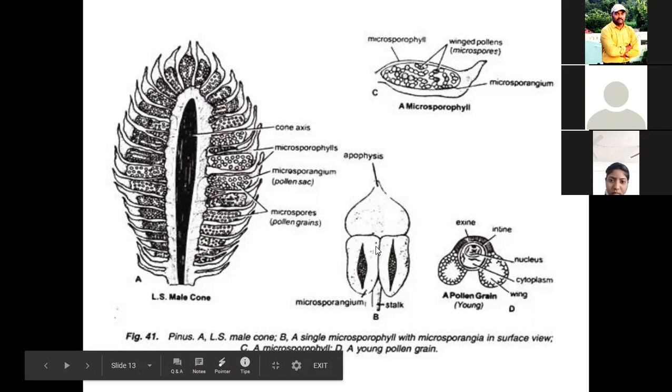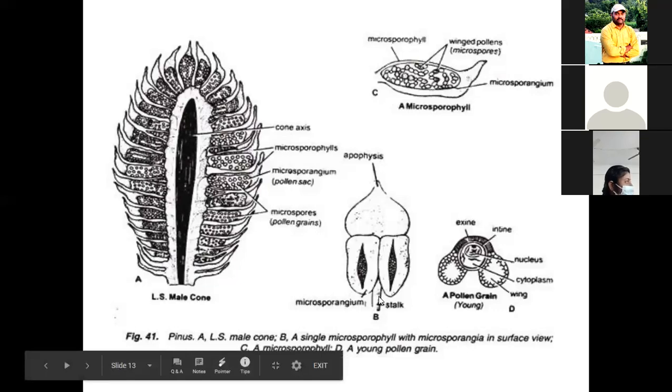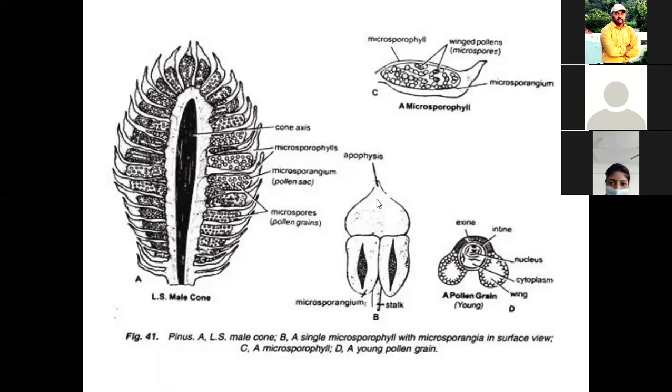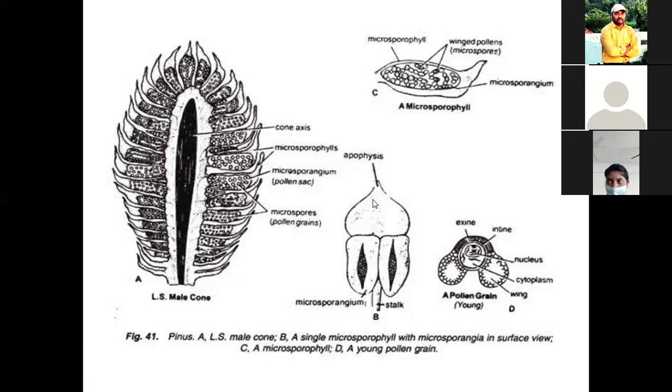On the terminal part of each microsporophyll, a sterile part is present. The sterile part is called apophysis. Each microsporophyll also contains a stalk-like structure. Generally, the microsporophyll shows two major parts: one is the fertile portion and the second is the sterile portion. The fertile portion contains two microsporangium chambers, and the sterile part contains the apophysis.